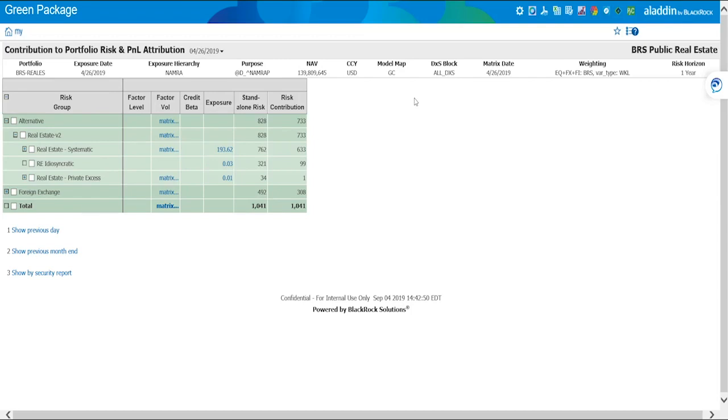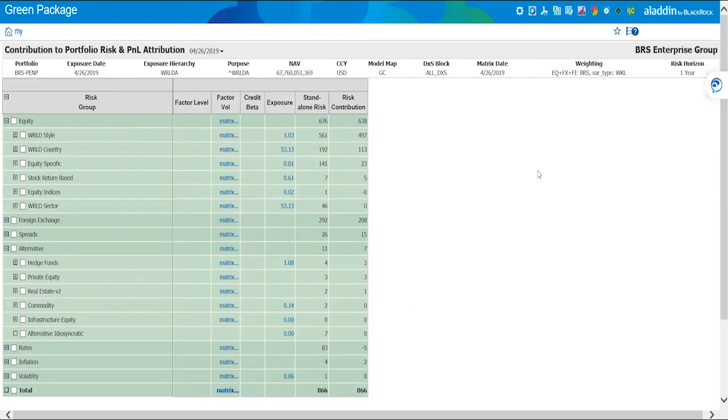For this multi-asset fund, I see that there is a diversification benefit from the fact that the standalone risk differs from the risk contribution for each risk group. The public equity risk factors constitute the largest risk contribution, as the fund's NAV is over 50% public equities.